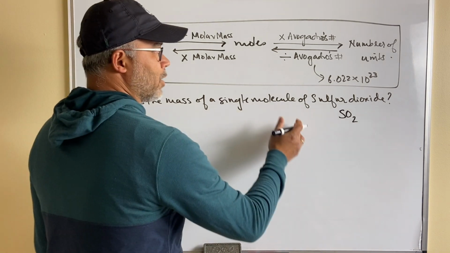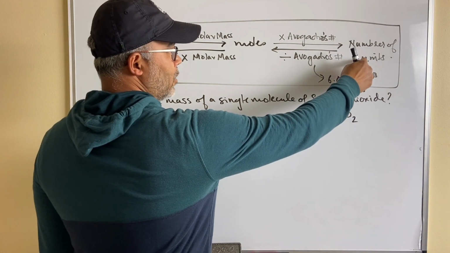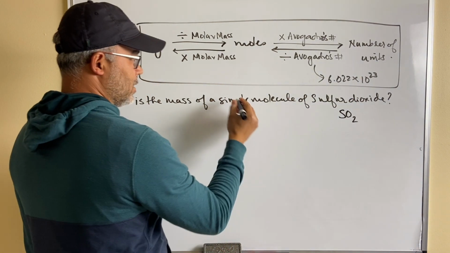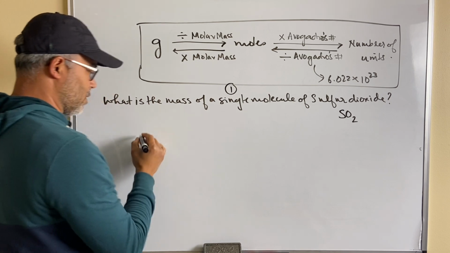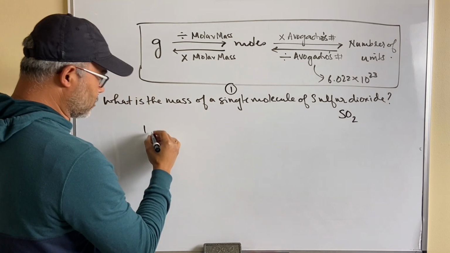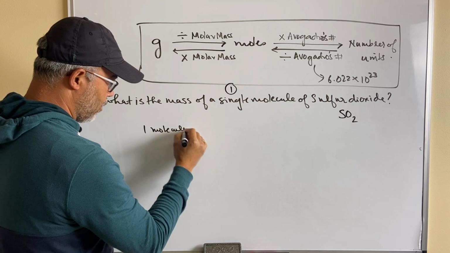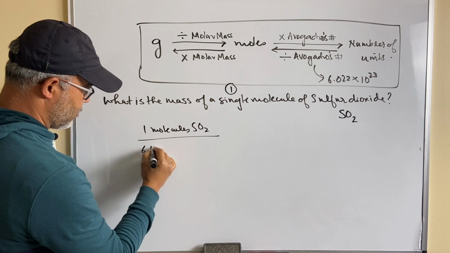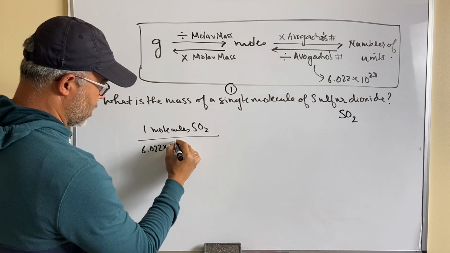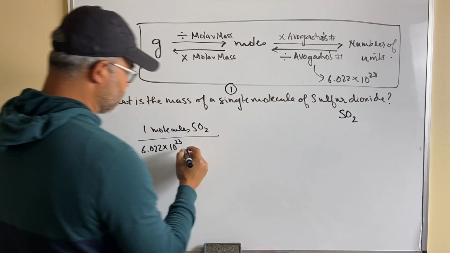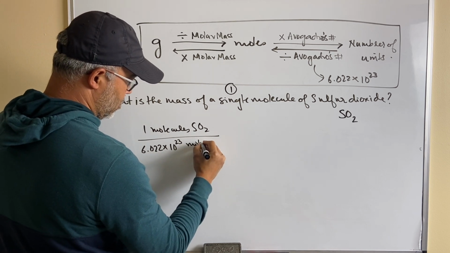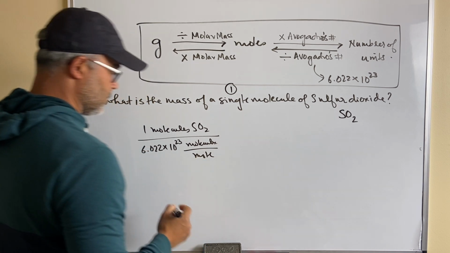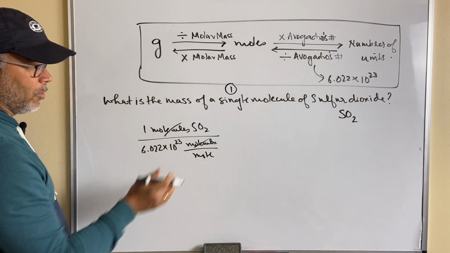Okay, so you're going from a single molecule. So the first thing we need is Avogadro's number. So we're going to take that one, the mass of a single molecule. So we're going to take the single, so 1, and we're going to divide it by Avogadro's number. So 1 molecule of sulfur dioxide divided by 6.022 times 10 to the 23. That's going to be molecules per mole, right? Okay, so molecules cancels out. What we get would be moles.